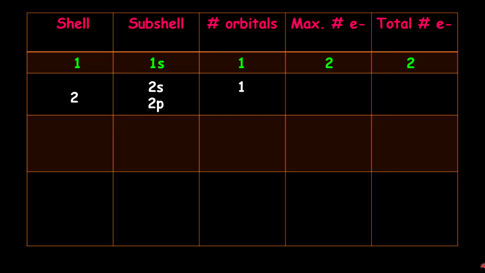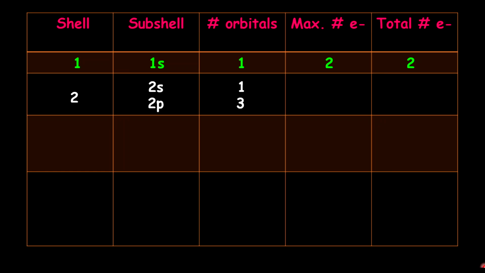S is always 1 orbital. And p will be 3. And the easy way to remember it is that you look at the number of electrons. S has 2 electrons, so just divide it by 2, you get 1. P has 6 electrons, so divide it by 2, you get 3. That's the next way to get the number of orbitals as well. Look at the number of electrons that can be held on that subshell.